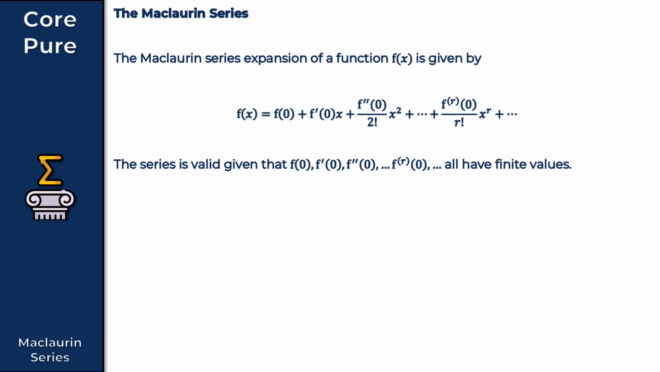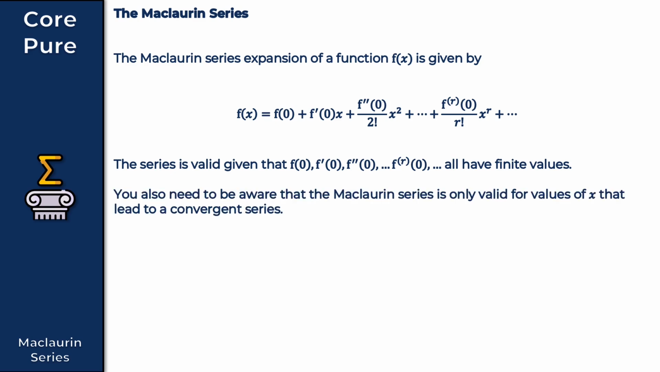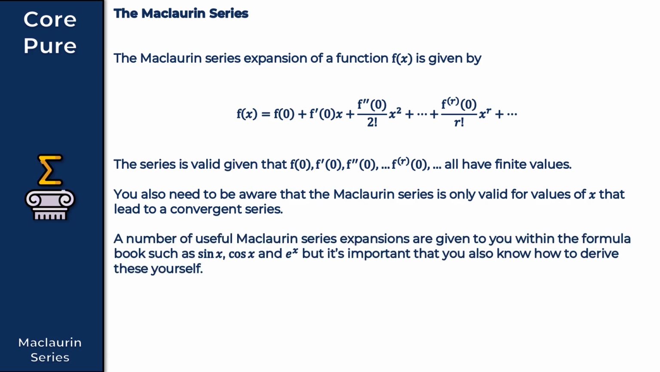Now the series is valid given that f of 0, f prime of 0, f double prime of 0, and then the nth derivative of the function f at 0 all have finite values. You also need to be aware that the Maclaurin series is only valid for values of x that lead to a convergent series. It's also worth mentioning that a number of useful Maclaurin series expansions are given to you within the formula book, such as sin x, cos x, and e to the x, but it is important that you also know how to derive these yourself, because sometimes you might be asked to do that as part of an exam question.